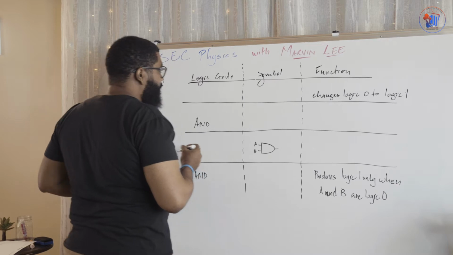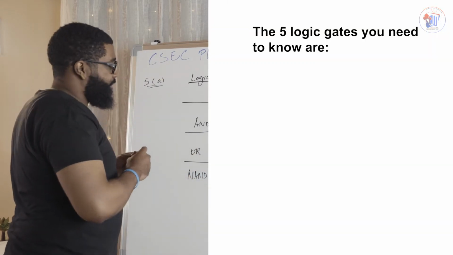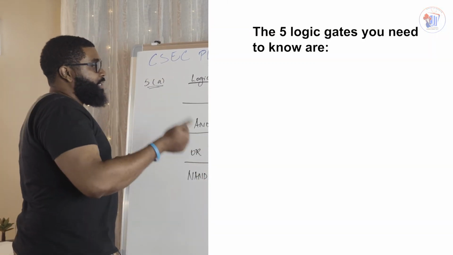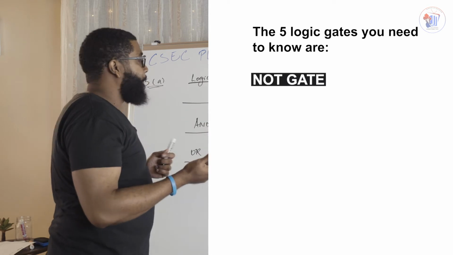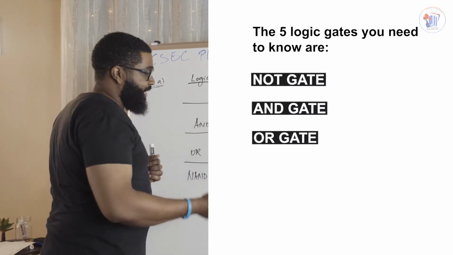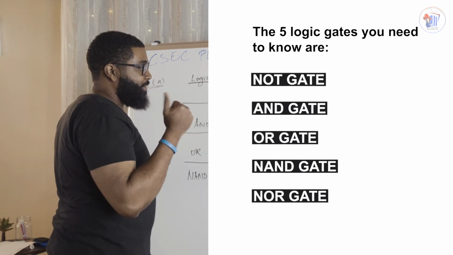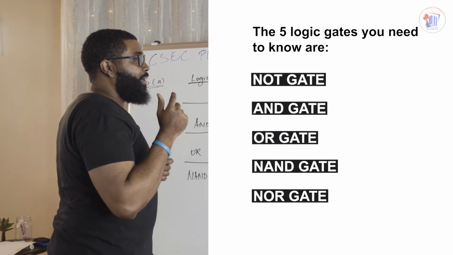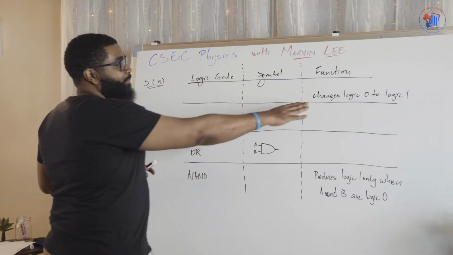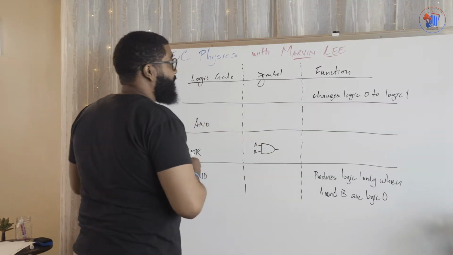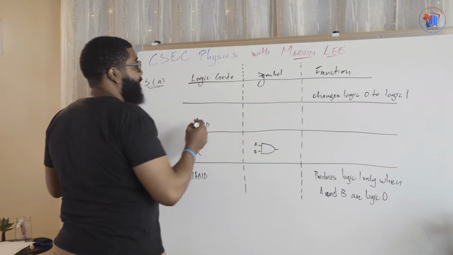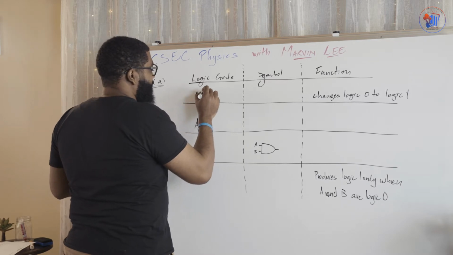Now, there are 5 logic gates that you need to know at this level. There is the NOT gate or the inverter. There is the AND gate, the OR gate, the NAND gate, and the NOR gate. NOT, AND, OR, NAND, and NOR. So, "changes logic 0 to logic 1" is the NOT gate or the inverter.